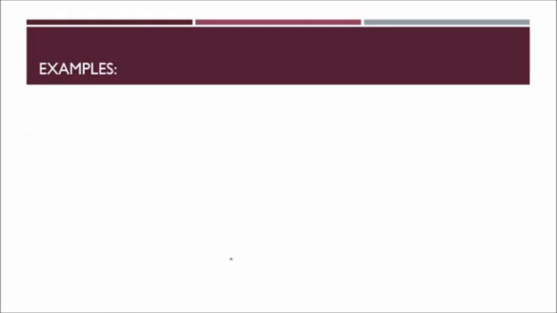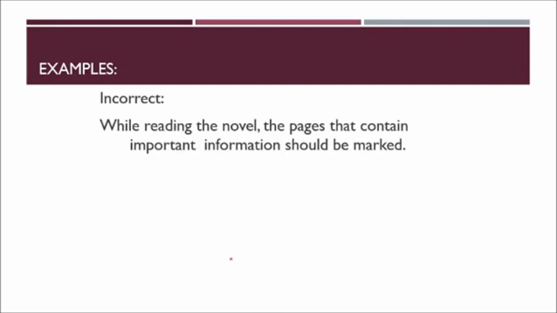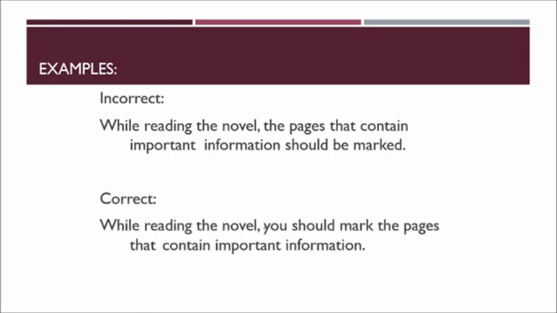Okay? Last example, while reading the novel, the pages that contain important information should be marked. Who will mark the page? So still the doer of the action is absent. That makes the sentence hanging. Okay, how do we correct it? We need to add a doer. So while reading the novel, you should mark the pages that contain important information. So all you need to do is to add a doer of the action in the sentence.